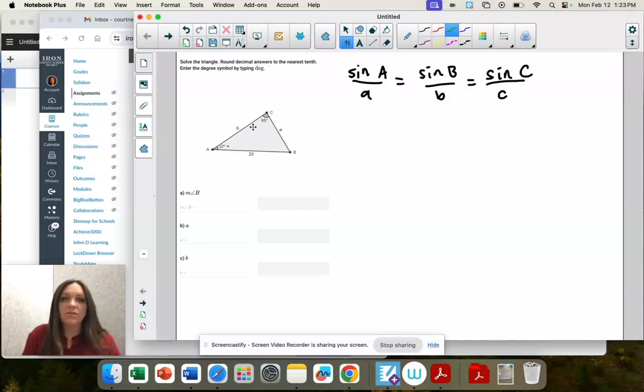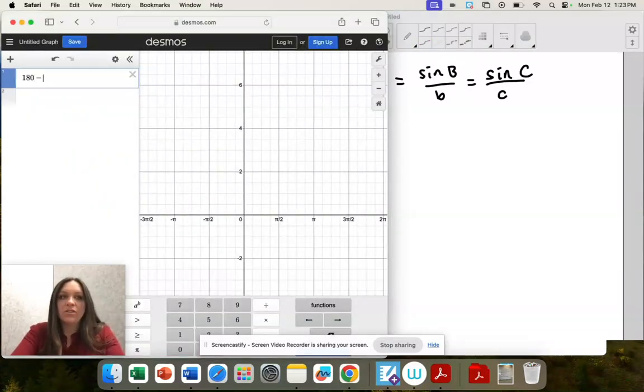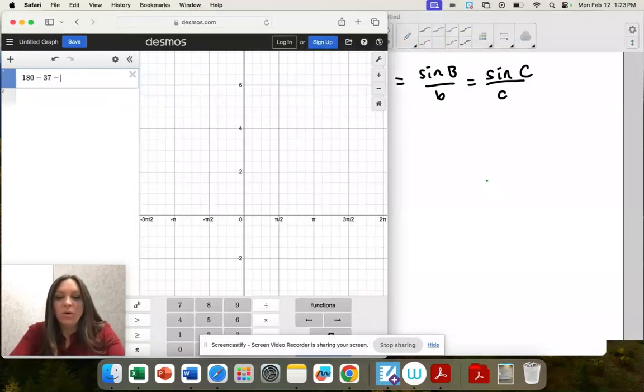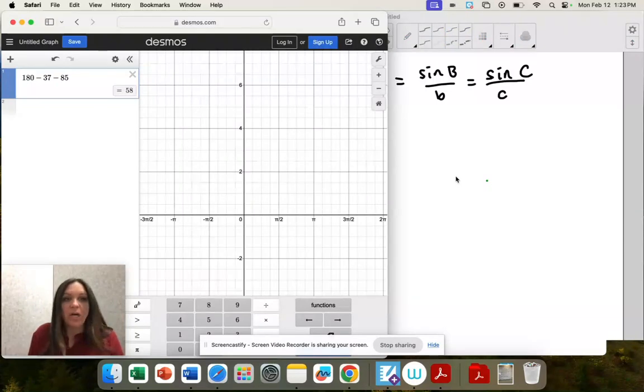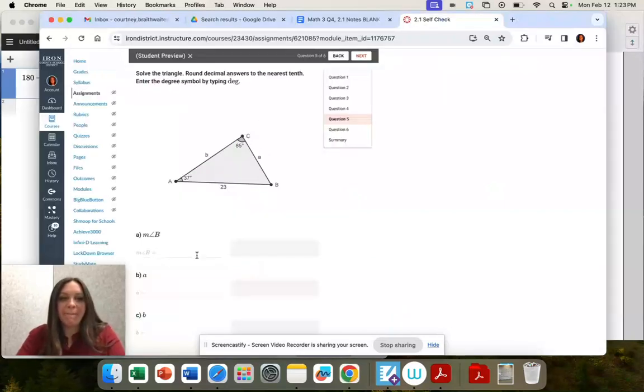When we already have two angles, we can immediately find the third by just subtracting from 180. So I'm going to take 180 minus 37 minus 85, and that's going to give me angle B. I actually didn't have to use law of sines to get my angle. You only have to do that when you're given one angle and not two. So B is 58 degrees.